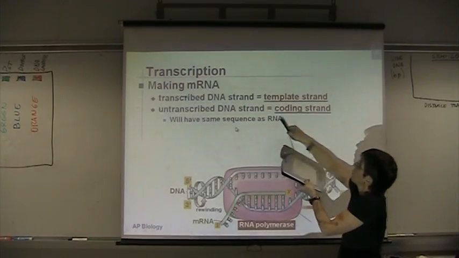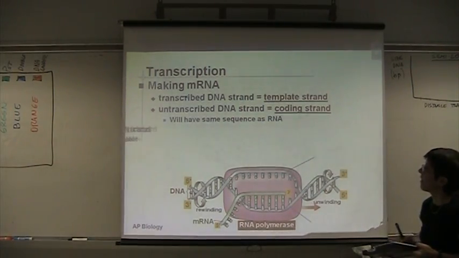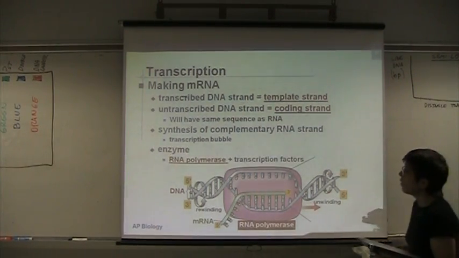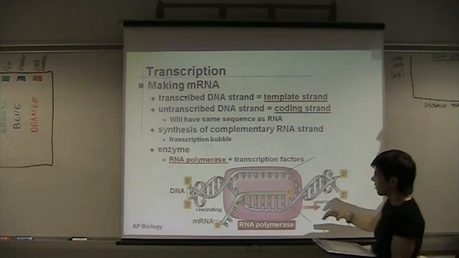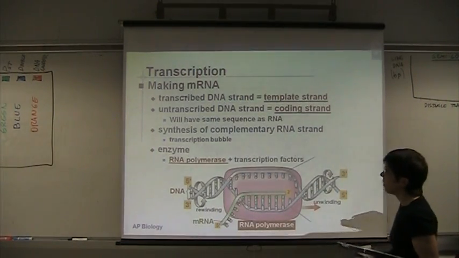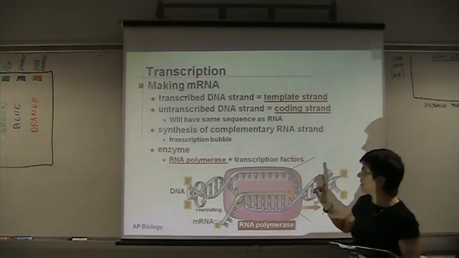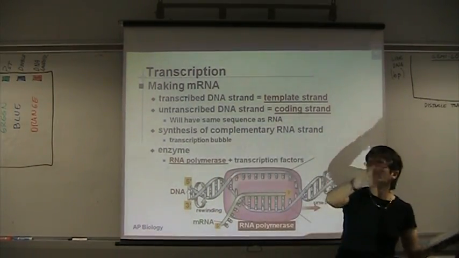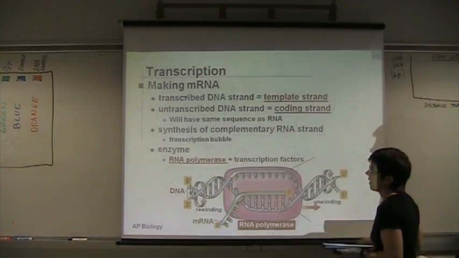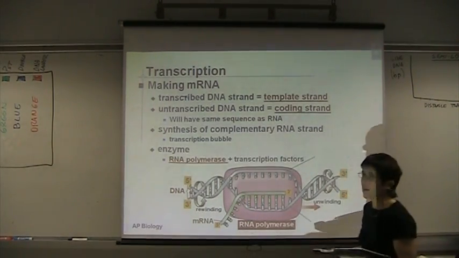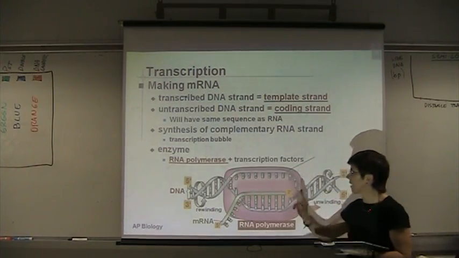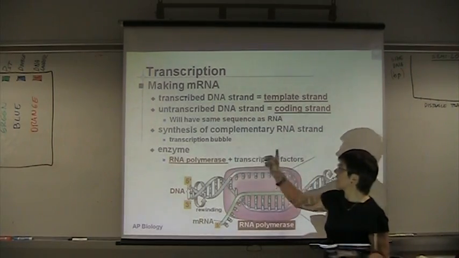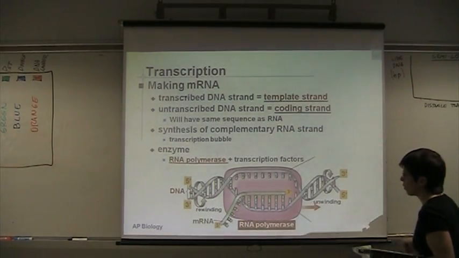So the coding strand will look exactly like your messenger RNA, except that the T's and the U's are going to be different. Now, all this happens just like in replication in what is called a transcription bubble, and we only have one enzyme in this whole process, and it's RNA polymerase. Remember that in DNA replication we had at least 5 or 6 enzymes that were doing things. Here you have only one, the mighty powerful RNA polymerase. However, this also is going to need what we call transcription factors to operate.